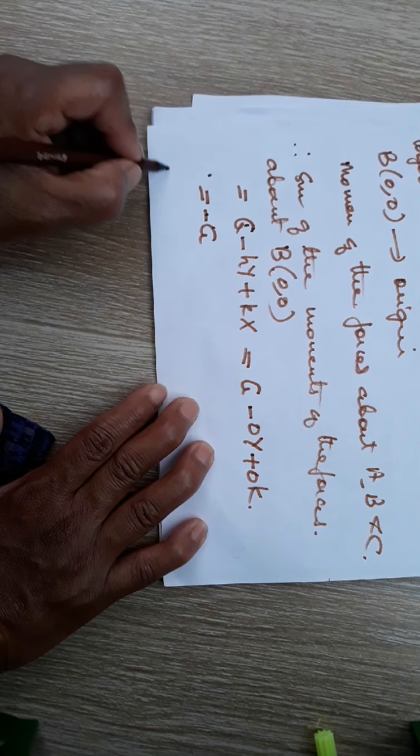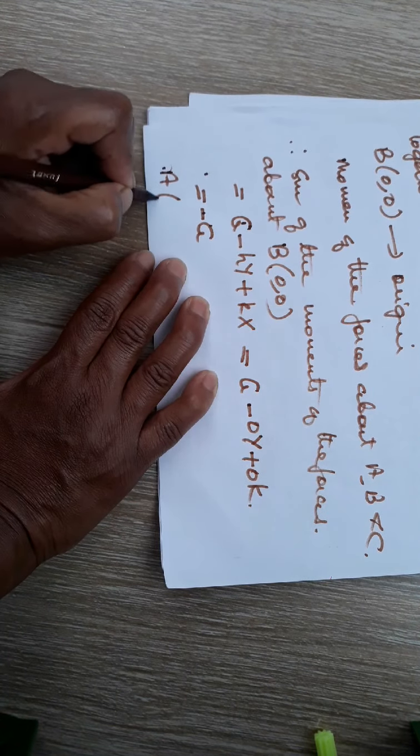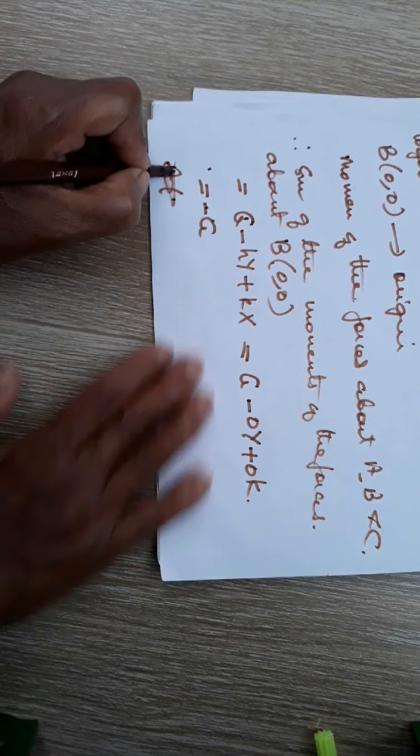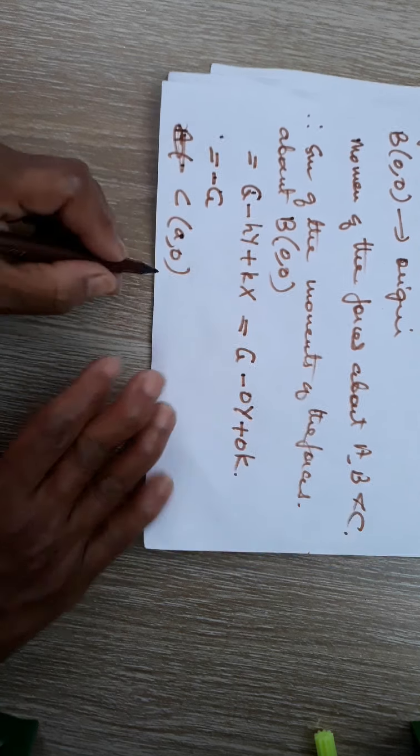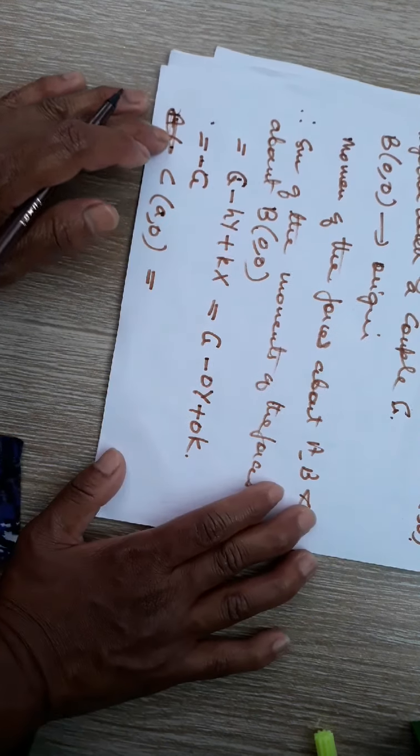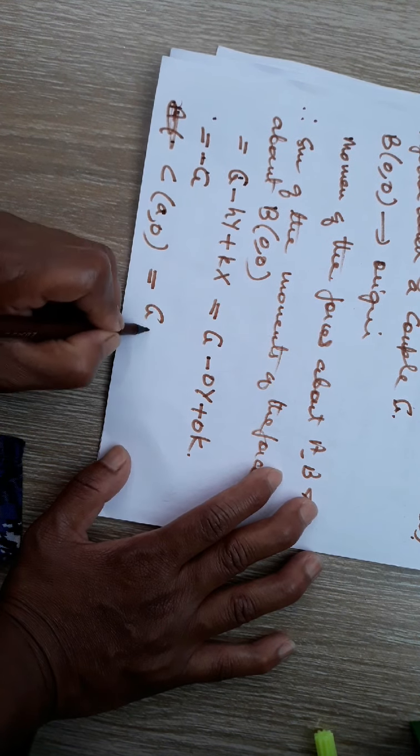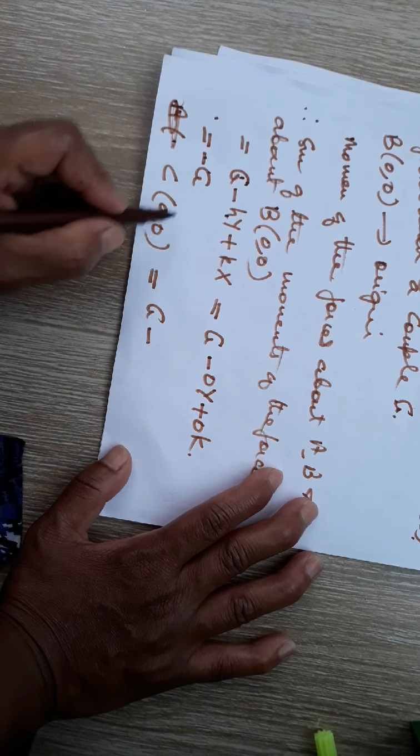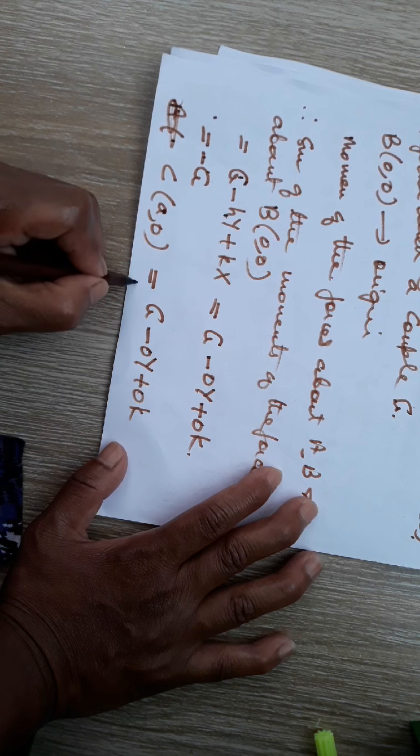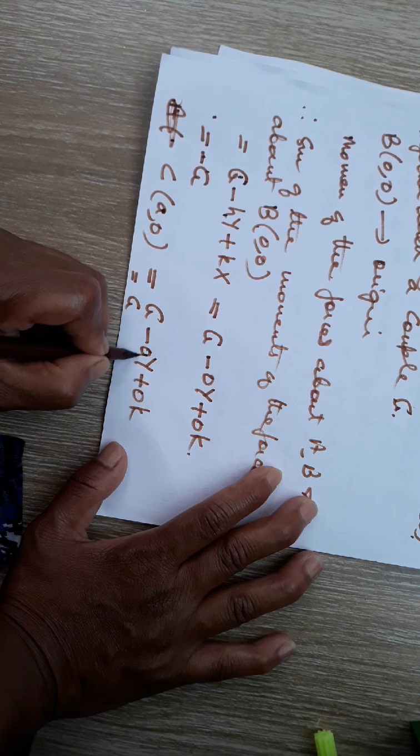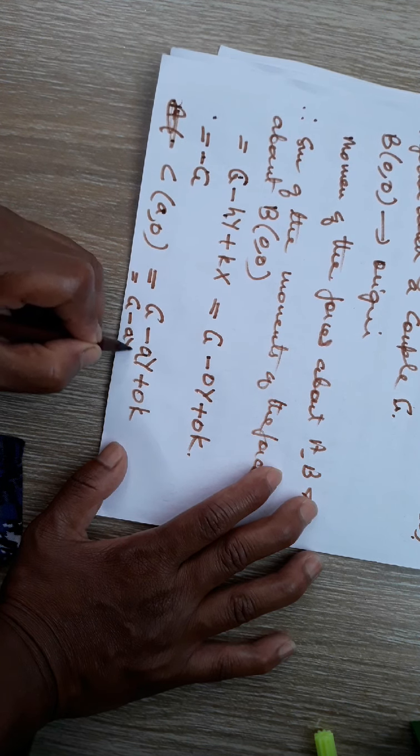Now the sum of the moments of the forces about the point C, whose coordinate is a, 0, will be equal to what again? G minus, using this formula, a Y plus 0 X. So this will be equal to G minus aY.